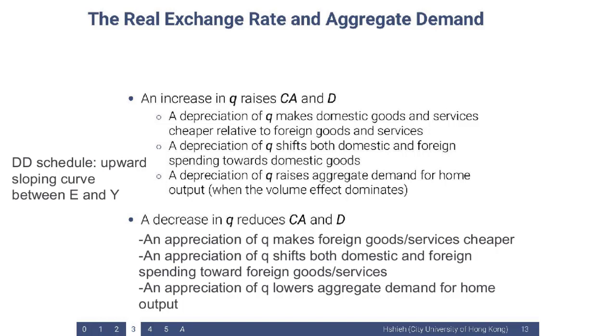And lastly, in terms of demand, an appreciation of Q lowers aggregate demand for home output. So again, this sentence characterizes an upward sloping curve, right? If we increase Q through E, output should increase. If we decrease Q through E, output should decrease.